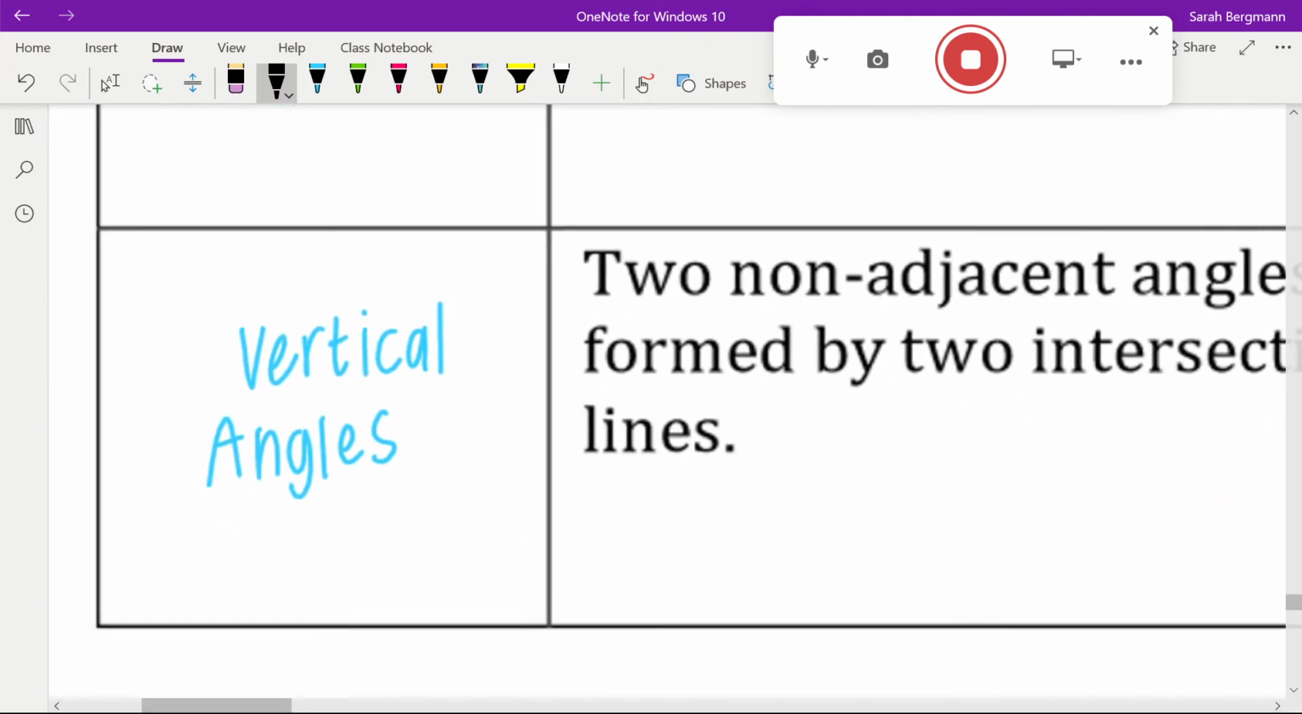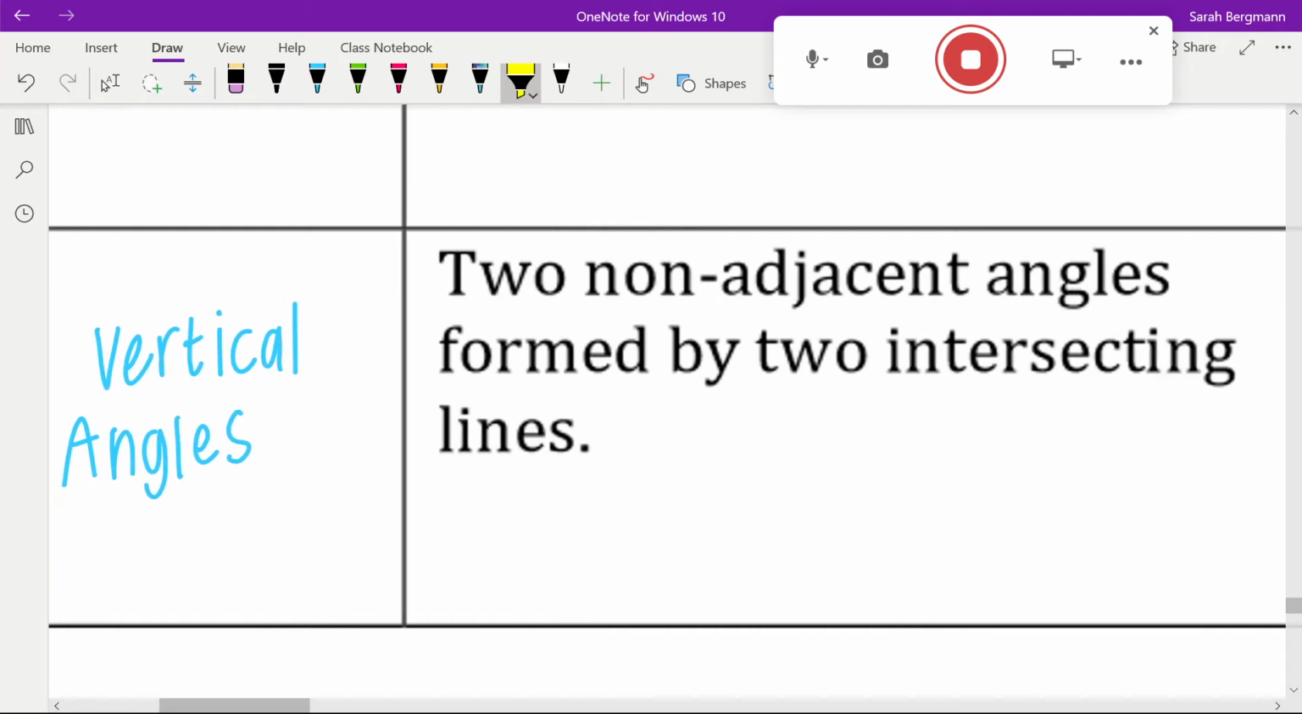The last special pair are called vertical angles. Vertical angles are 2 non-adjacent angles, so they are not next to each other. That's what non-adjacent means. And they're formed by 2 intersecting lines.